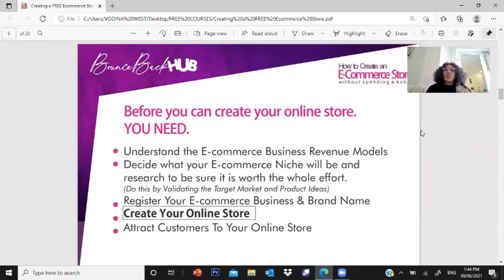Number two, decide what your e-commerce niche will be, and research to be sure it is worth the whole effort. People make this mistake of renting a shop, buying products, then looking for buyers. That's the old way of doing things. Right now, first of all, you have to look for the need. What do people need? Do they really need this product I'm about to sell? If not, you will spend millions of dollars or millions of naira buying products and nobody's buying. So before you invest money in buying products, you need to be sure that people need it.